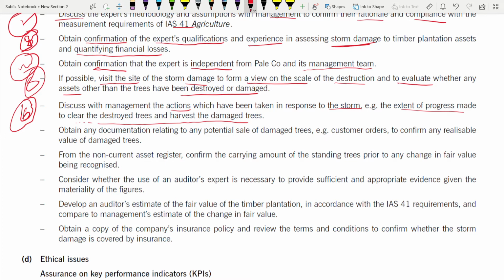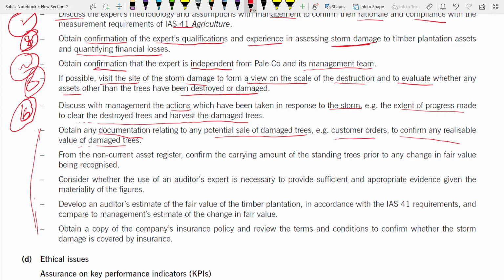So let us go through these points, okay? These are additional points they are giving. Obtain any documentation related to potential sale of the damaged trees, for example, custom orders, okay? Or to confirm a reliable value of damaged trees.